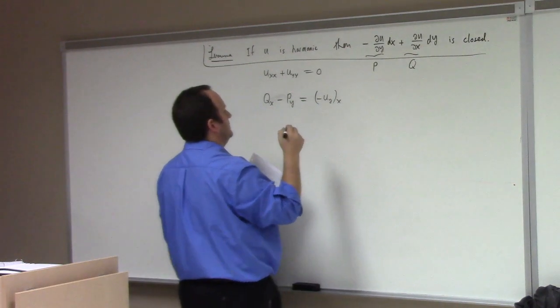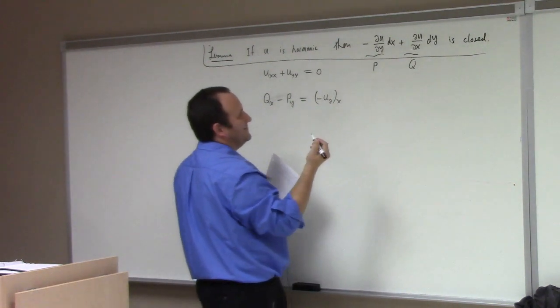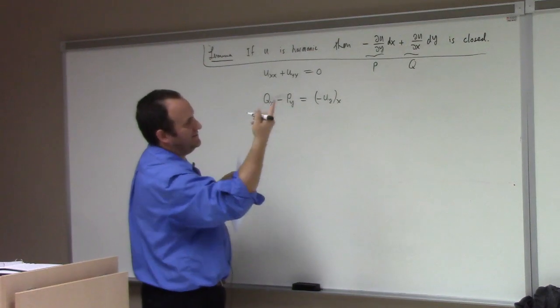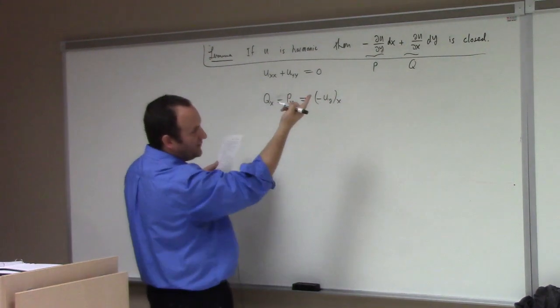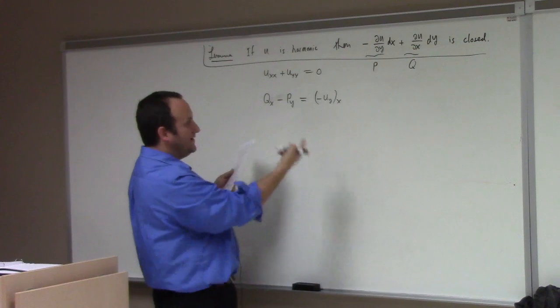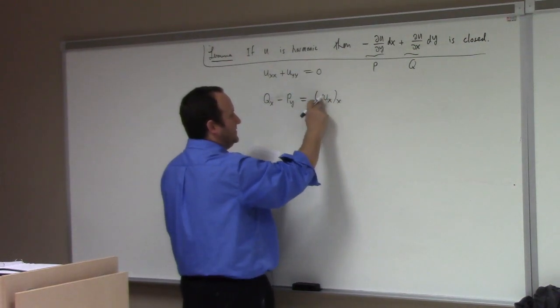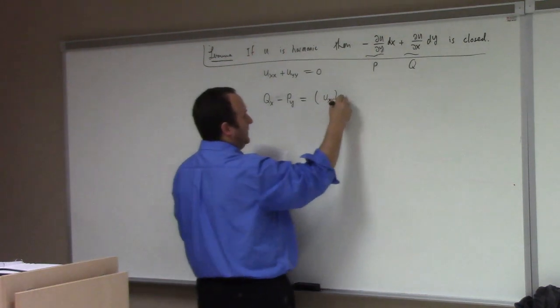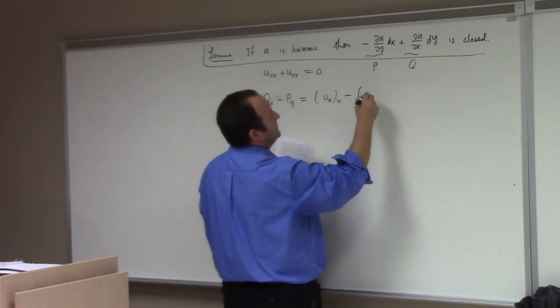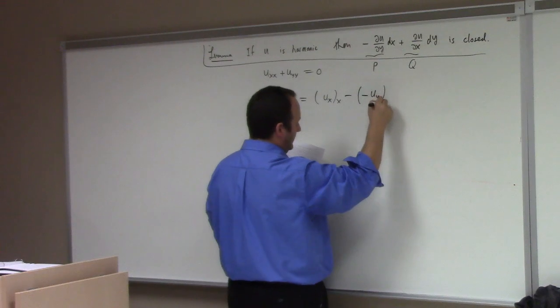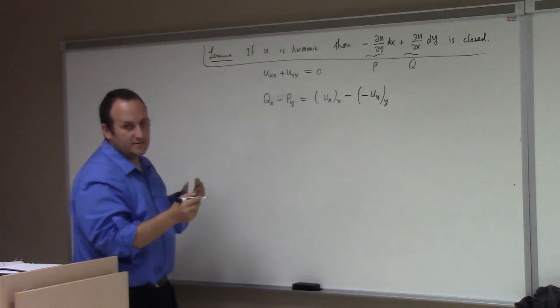Wait a minute. Oh, I'm an idiot. Can I just follow my own definitions? I said Q is partial U, partial X. What did I put down here? Minus partial Y, because I'm an idiot. That was plus Ux, yeah? And then minus, parentheses, minus Uy, partial derivative of that.